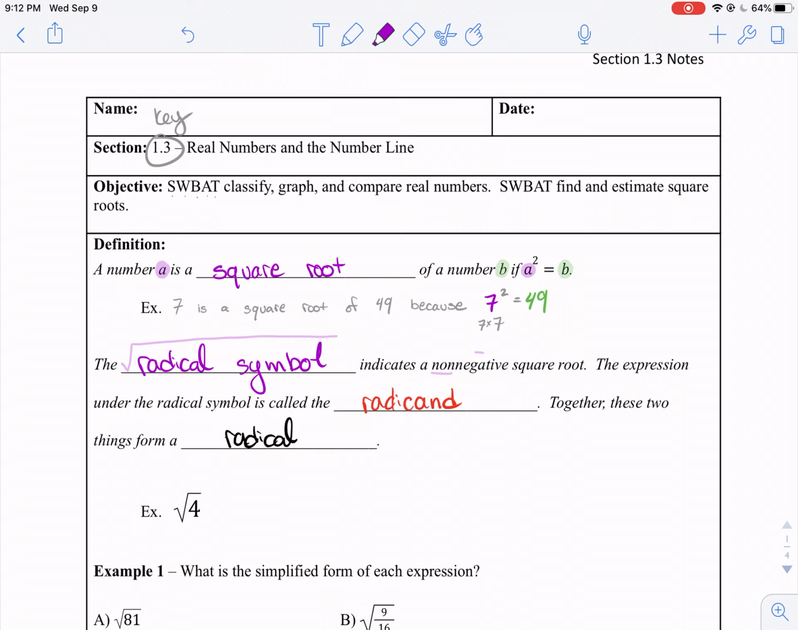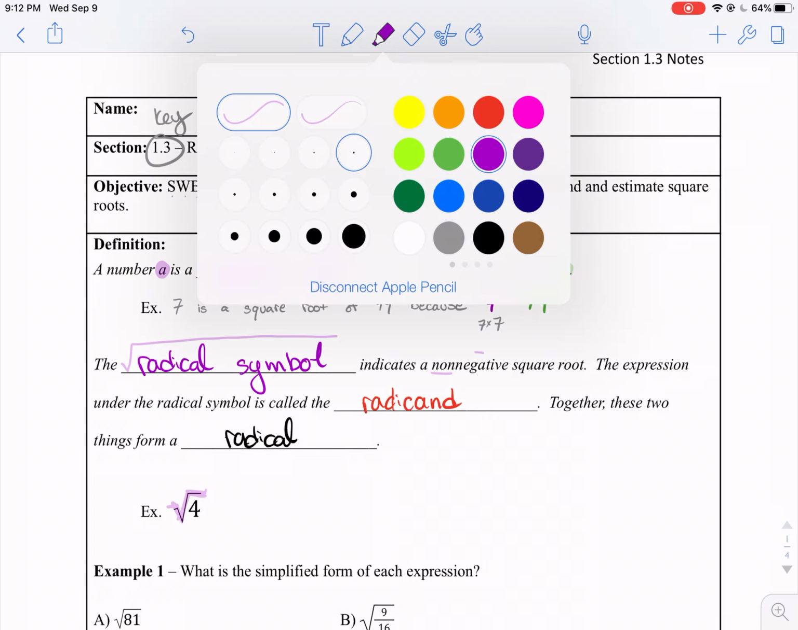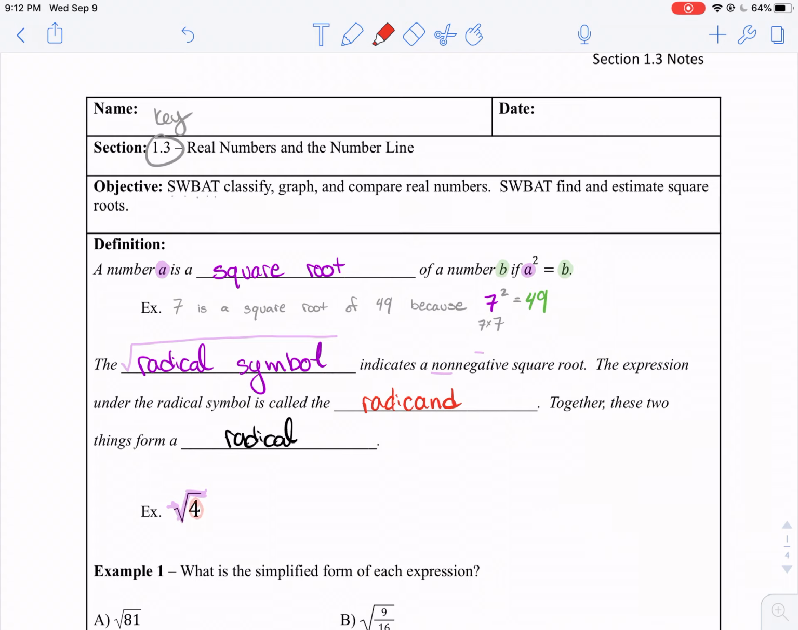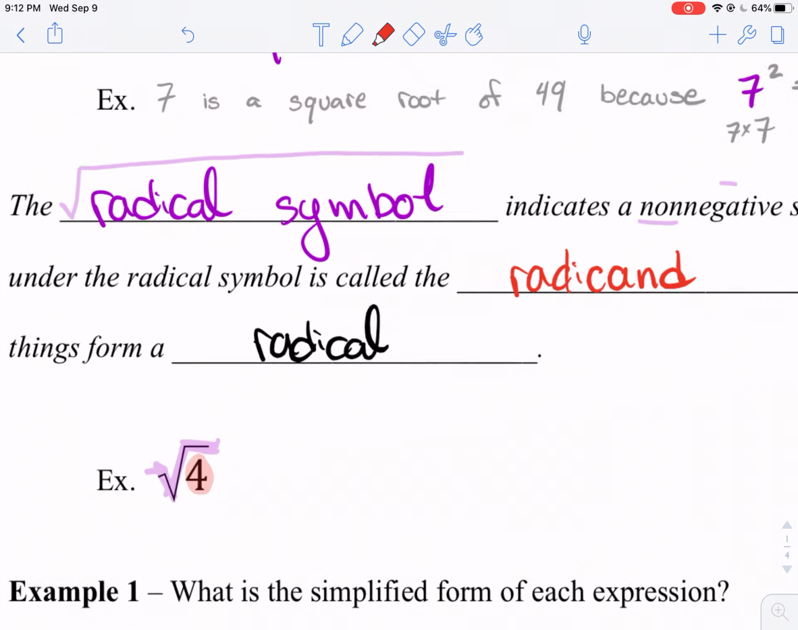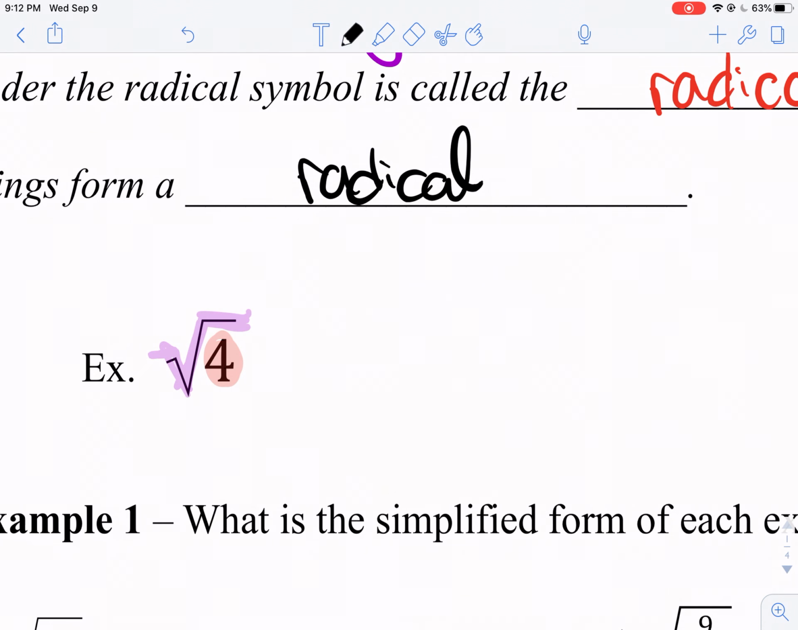So here in our example, we've got the radical symbol, which is this guy right here. And then we also have the radicand. The radicand, in this case, is 4, because it's under the radical symbol. This whole radical is equal to 2, because 2 squared is 4.